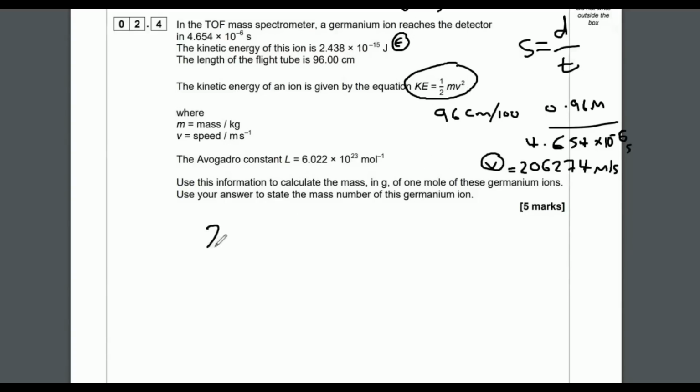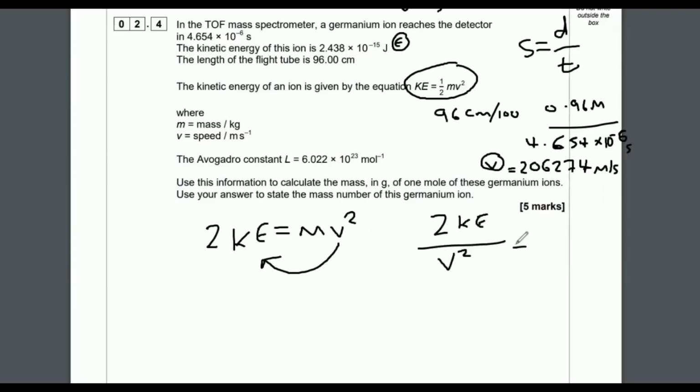Now, what I want to do is rearrange that equation, and there's a half in there. So I'm going to times both sides by 2. So I'm going to end up with 2KE equals mv squared. I'm then going to move the v squared over by dividing both sides by v squared. So I get 2KE over v squared equals the mass. So we're now going to work out the mass.